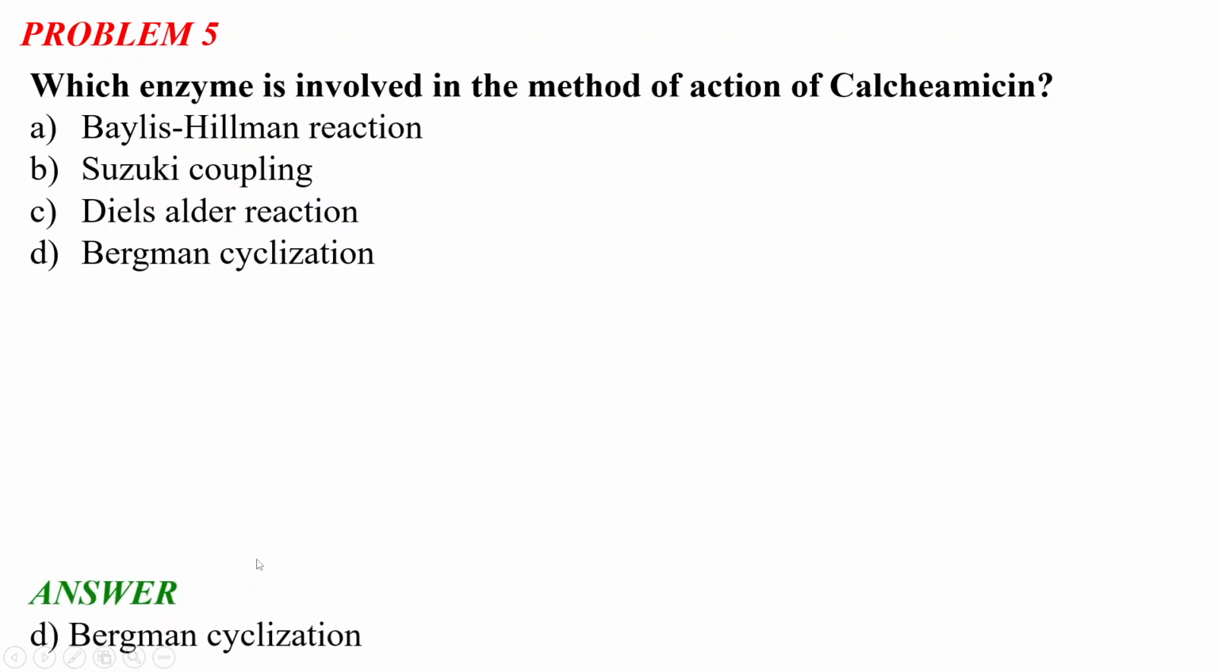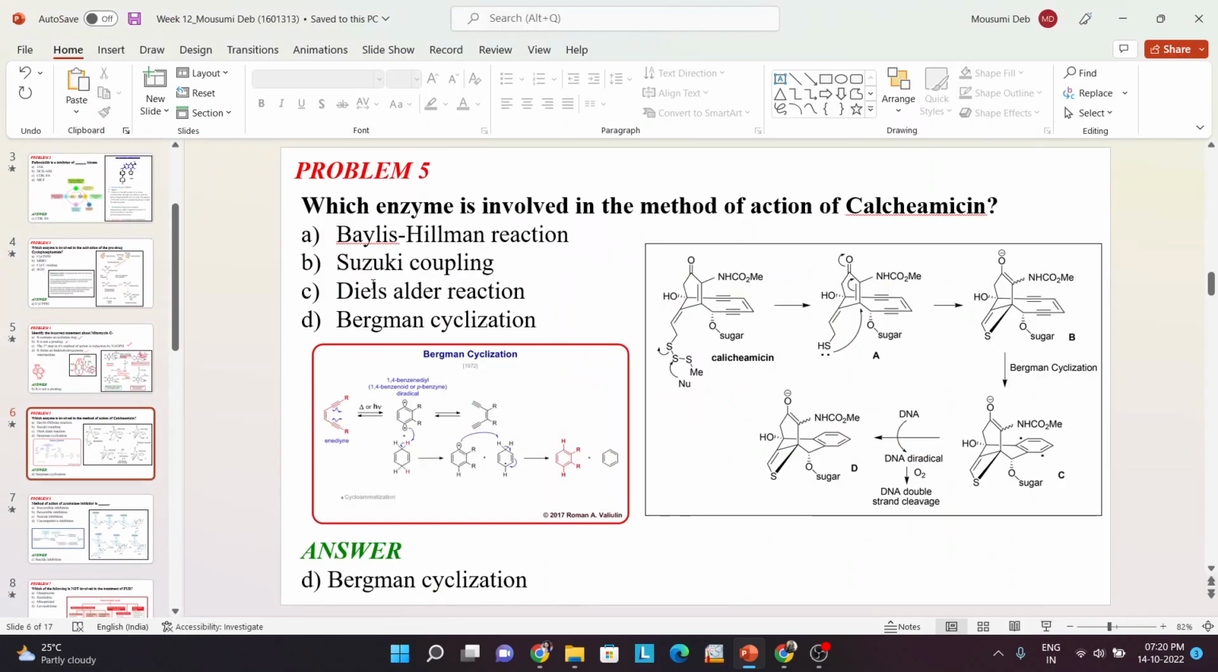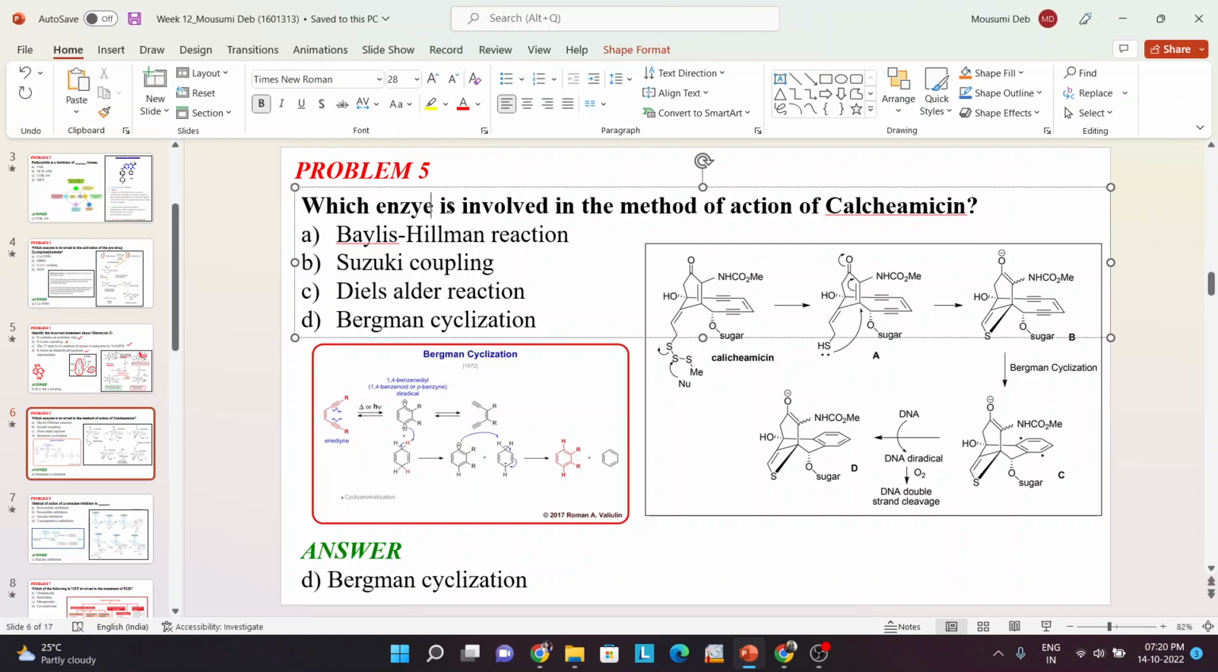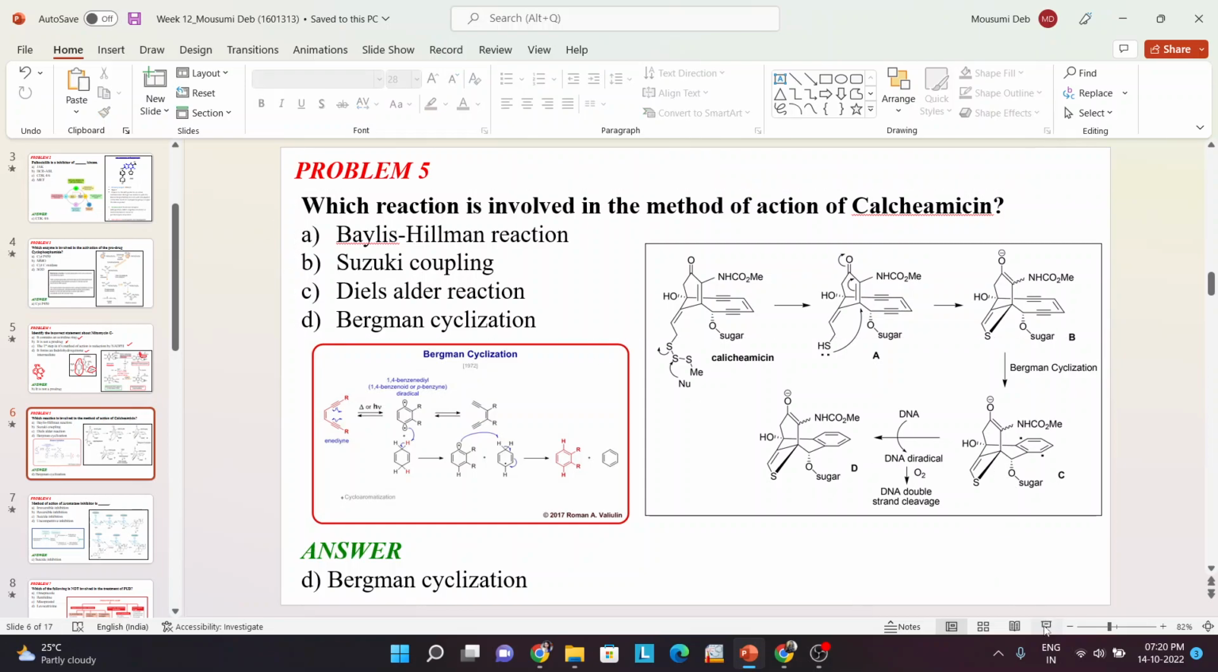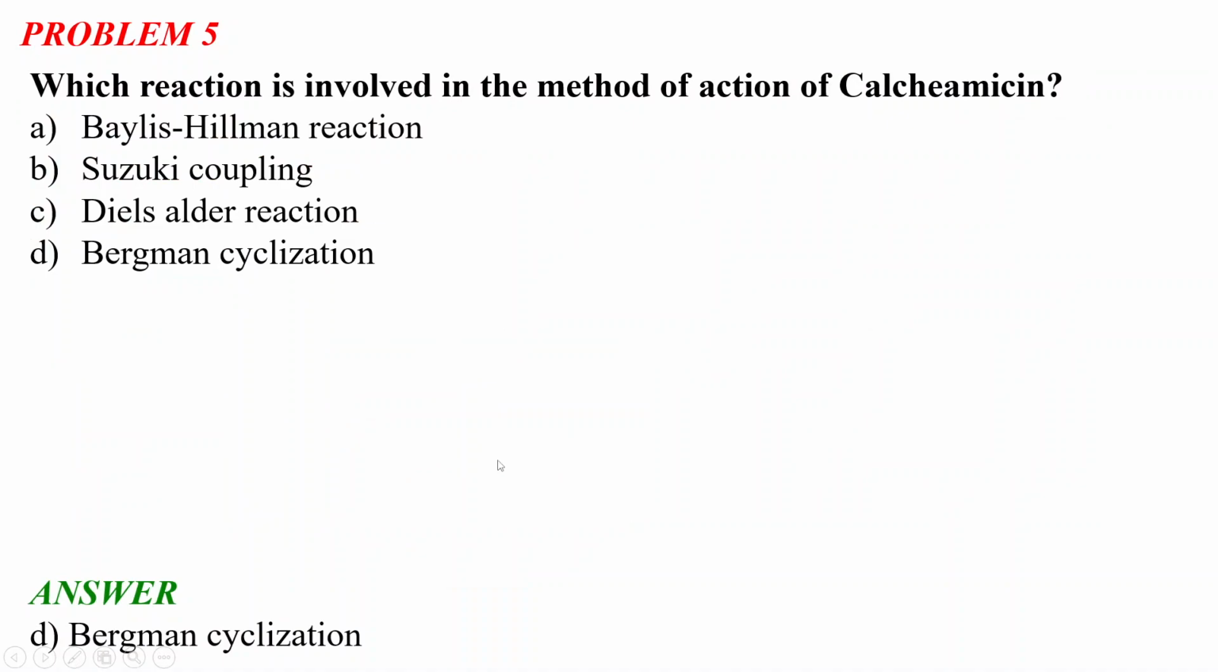So the correct answer for this problem is the Bergman cyclization. The options were option A, Bailey-Silman reaction, Suzuki coupling, Diels-Alder reaction, and Bergman cyclization, and the correct answer is option D, Bergman cyclization. I will just correct it here itself. Okay, so now it is corrected. So the correct answer for this question is the Bergman cyclization.